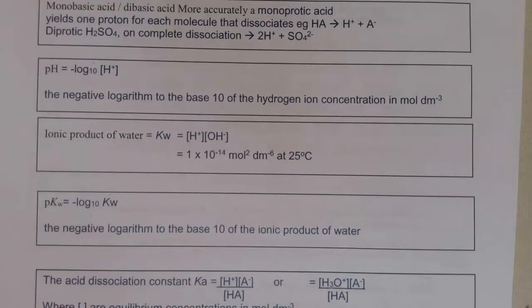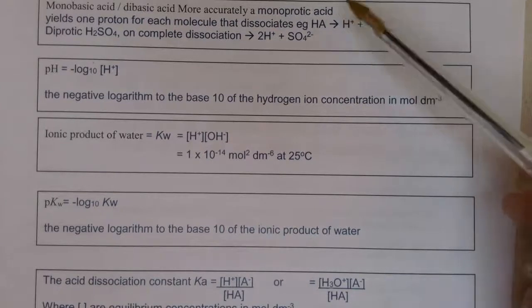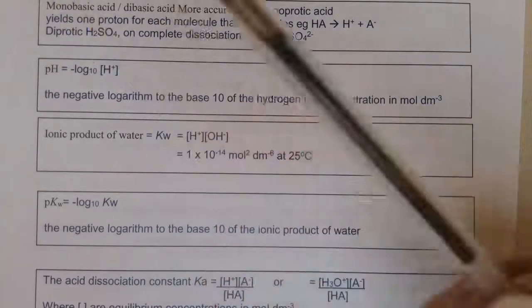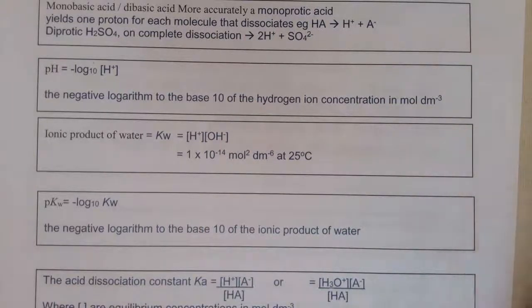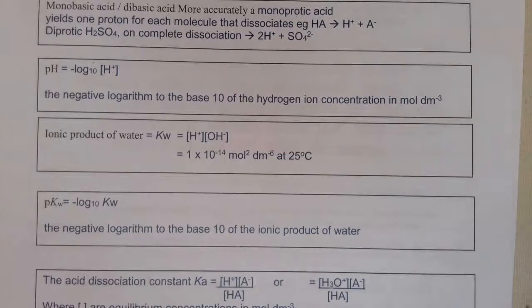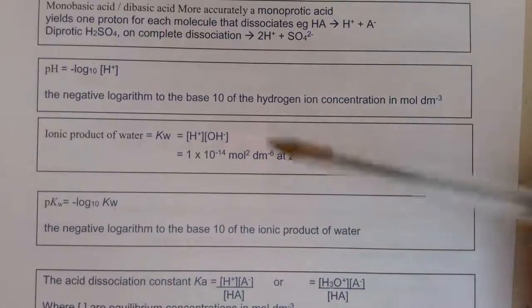Monobasic acids, monoprotic acids, quite often interchangeably used. I would try to stick to monoprotic acid, as that's one your exam would tend to like, but you will see a lot of places written as monobasic acids. They mean the same thing. Basically, they dissociate to produce one hydrogen ion, as opposed to diprotic acids like sulfuric acid, which on complete dissociation will give up two hydrogen ions.